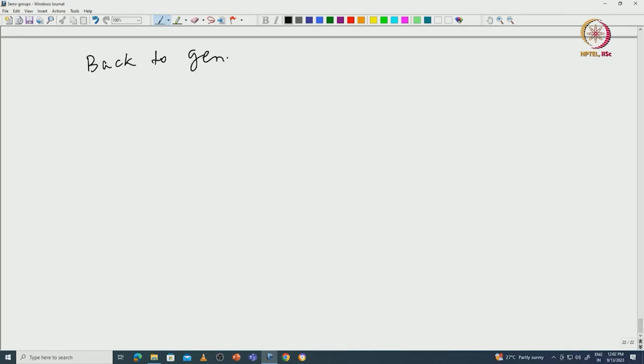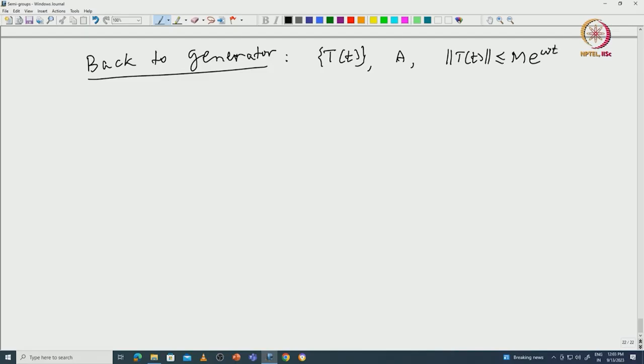Okay. So more properties. Again that setup: T(t), A, and we have this bound, norm of T(t) less than or equal to M e^(omega t) for all t non-negative. So M is bigger than or equal to 1 and omega is real.